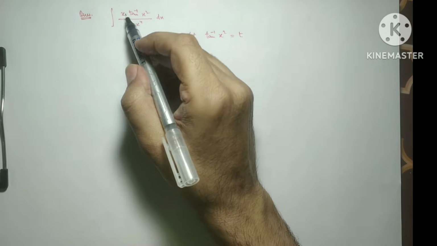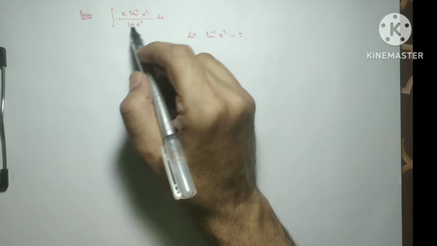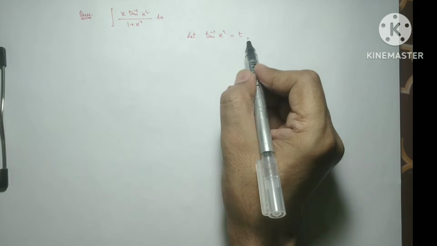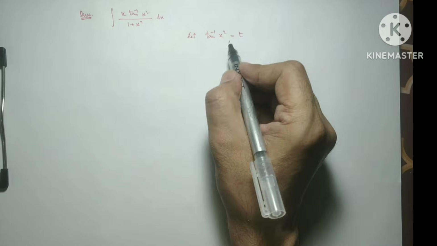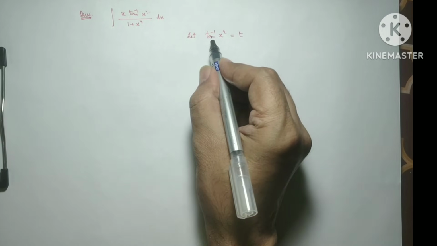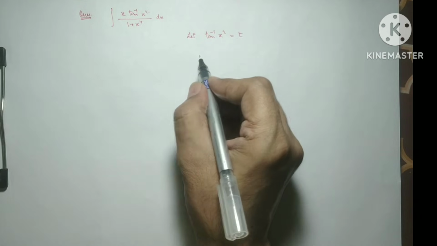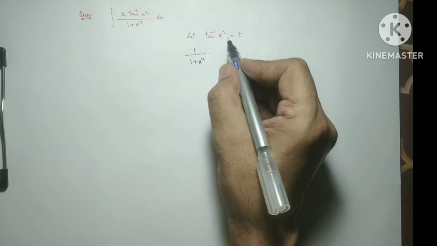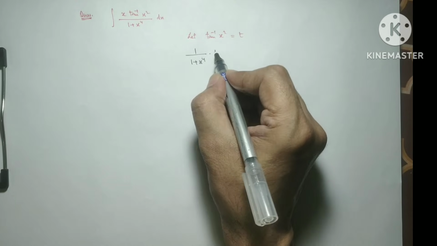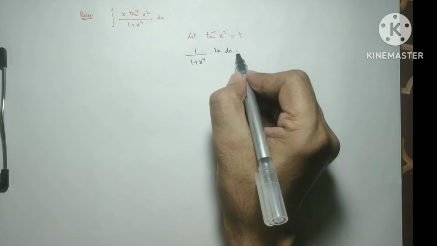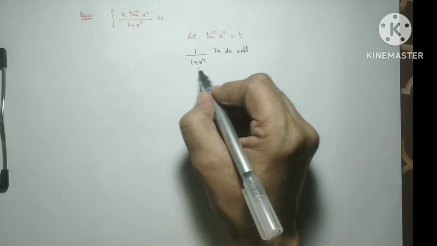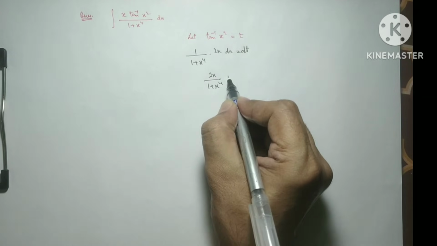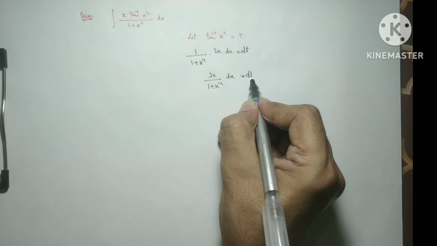So integrate x into tan inverse x square over 1 plus x to the power 4. So let tan inverse x square be t. On differentiation, the differentiation of tan inverse x square will be 1 over 1 plus x to the power 4, and the differentiation of x square is 2x dx, and it is dt. So on differentiation we get 2x over 1 plus x to the power 4 dx is dt.